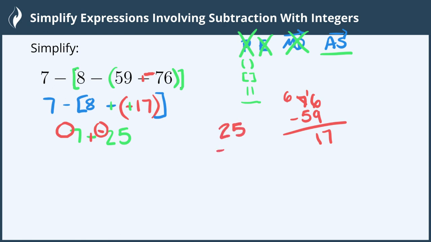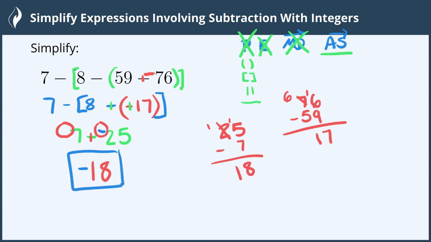25 subtract 7 gives me, I have to borrow or ungroup, and 15 minus 7 is 8, 1 minus 0 is 1, and we're left with 18. And we look for the sign of the larger of the two. It looks like we have more negatives, so the answer is negative 18. And now we're all done.